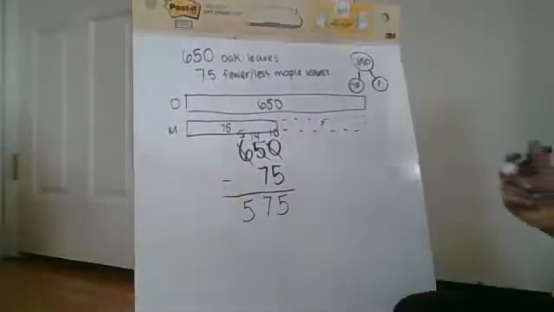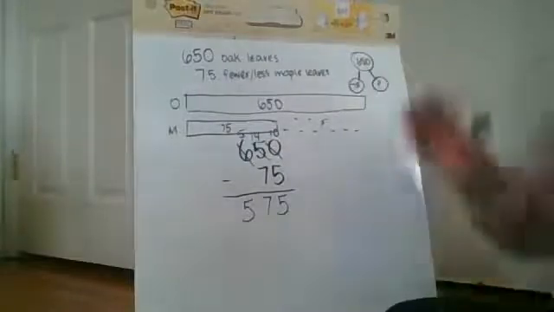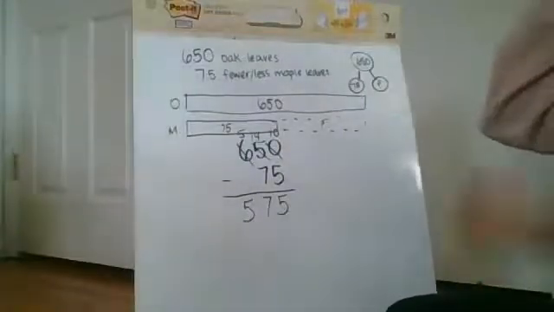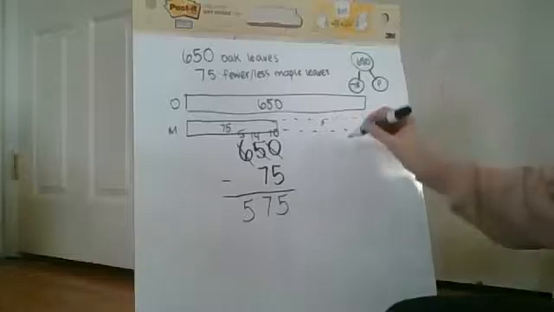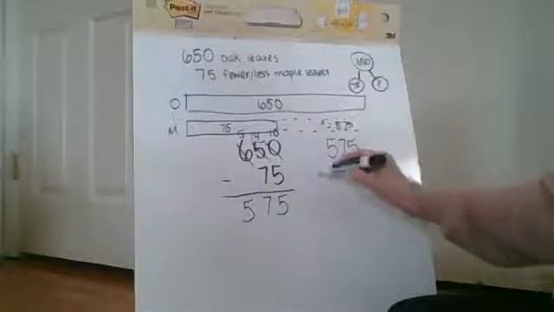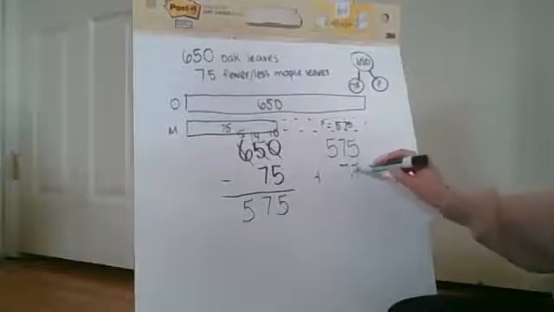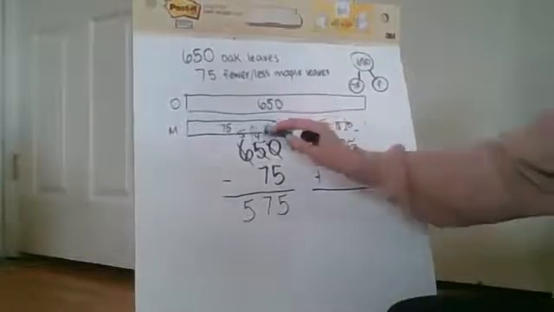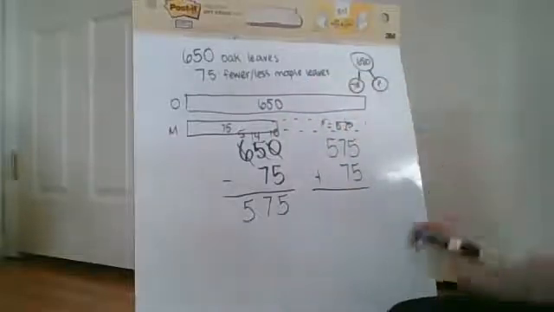If I wanted to check my work, I'm going to do the inverse. Remember, the inverse means the opposite. So the opposite of subtraction is addition. So I'm going to add this part that I found, right? Because we were solving for this missing part. We said it was 575. I want to make sure that when I add it back to the other part of 75, it gives me my whole amount of 650.